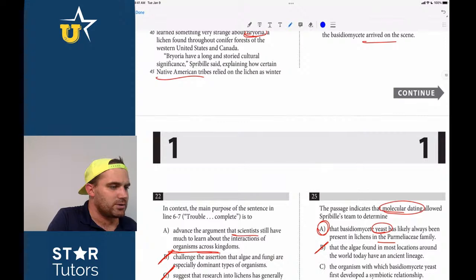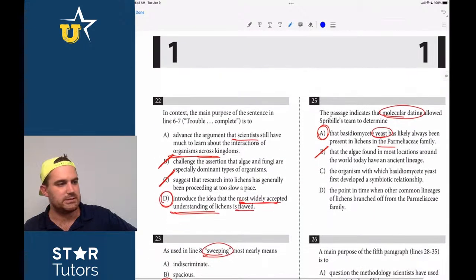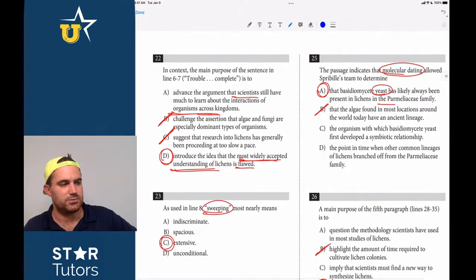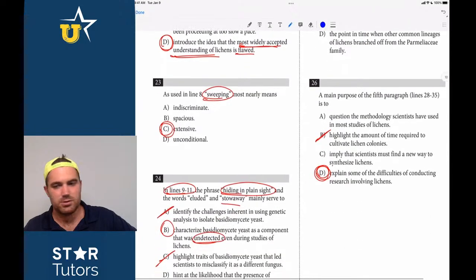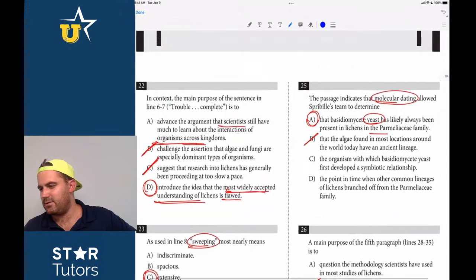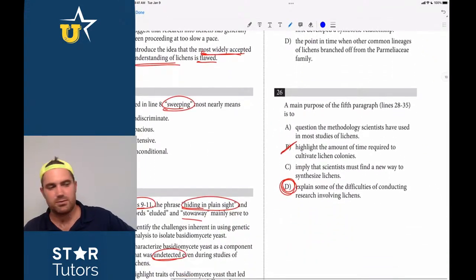All right, let's see here. Okay, so number 21 was D, great. 22 was D. 23 was C. 24 was B. Okay, yep, that one I didn't feel great about.